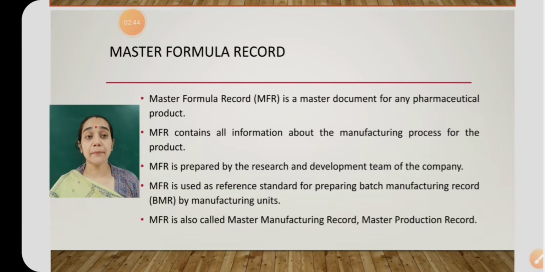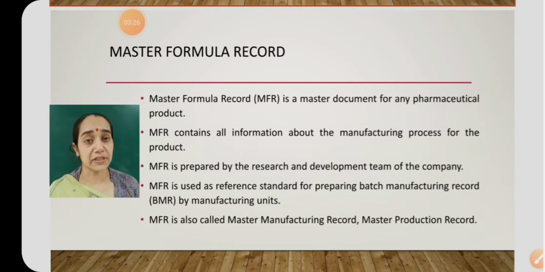For preparing the batch manufacturing records, for a particular batch, for example, if 20,000 tablets have to be prepared, then the processing requirements will be different from those of 1 lakh tablets. So, in order to prepare a particular batch, either on a small scale or on a bigger scale, I require a master formula record to be consulted before making the batch manufacturing record by the manufacturing unit, and it is also termed the master manufacturing record.